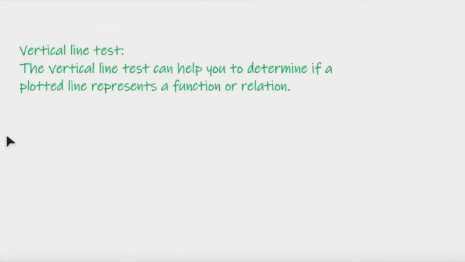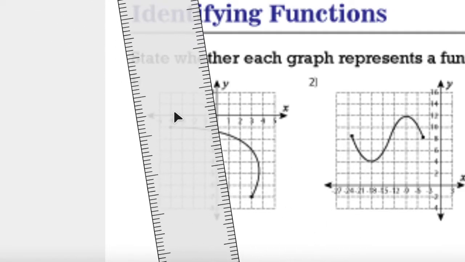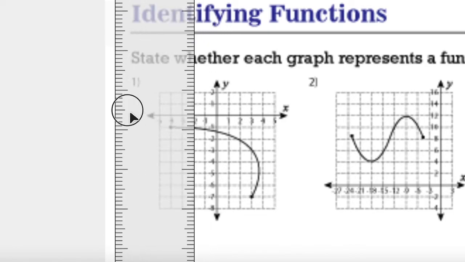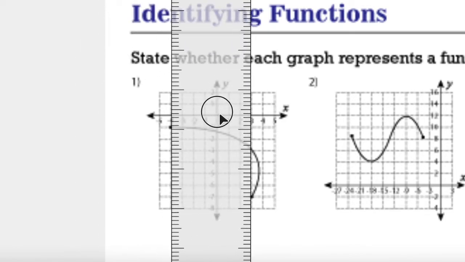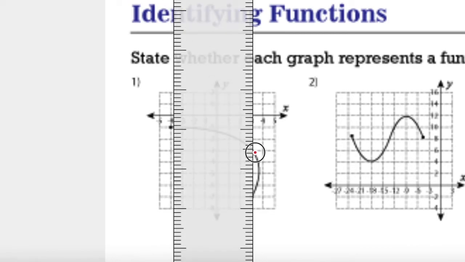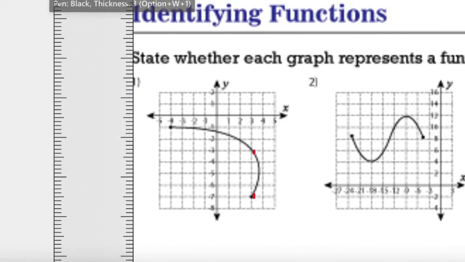The last thing we're going to discuss in this video is how to use the vertical line test, which can help you to determine if a plotted line represents a function or a relation. An easy way to think of this is to use a ruler, where we essentially move our ruler across the page vertically, and wherever the ruler hits the plotted line more than once, we know it's a relation.